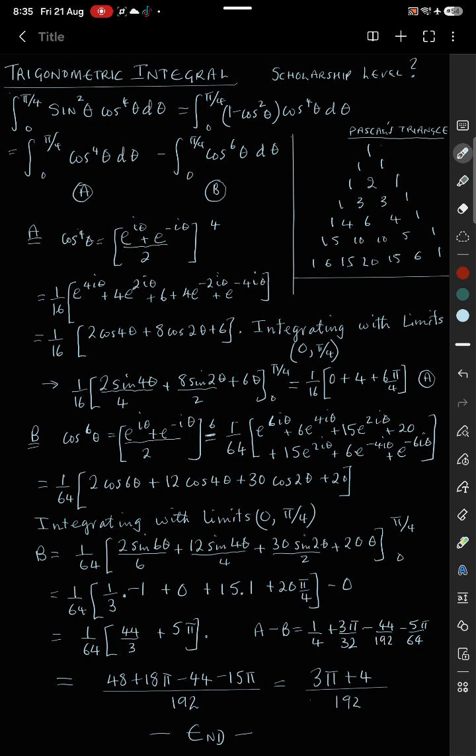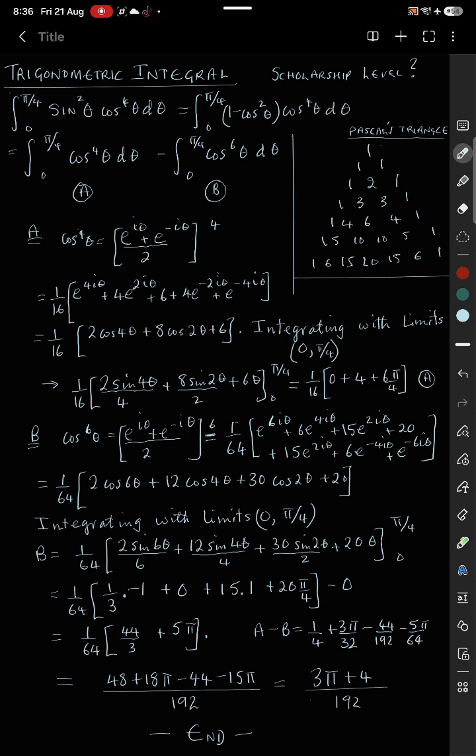And integrating with limits 0 and pi upon 4, that'd be 1/16 (2 sine 4 theta over 4 plus 8 sine 2 theta over 2 plus 6 theta). And inserting the limits, that becomes 1/16 (0 plus 4 plus 6 pi upon 4). And that's A. Now we deal with B in the same sort of way.